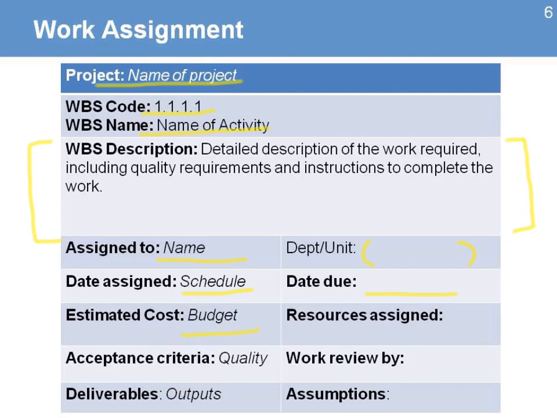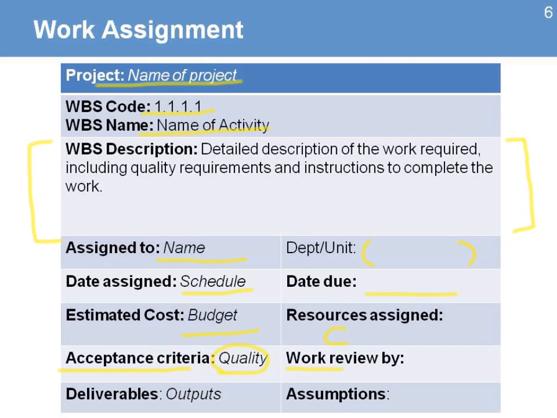This is where you have people who are going to be with the letter C in the RACI Matrix. Those are people who are going to be contributing to this activity, to this work. It's also good to include an acceptance criteria. This is related to quality. The idea is that how do we know that we completed this work? How do we know that this work is completed according to the quality specifications that we need?